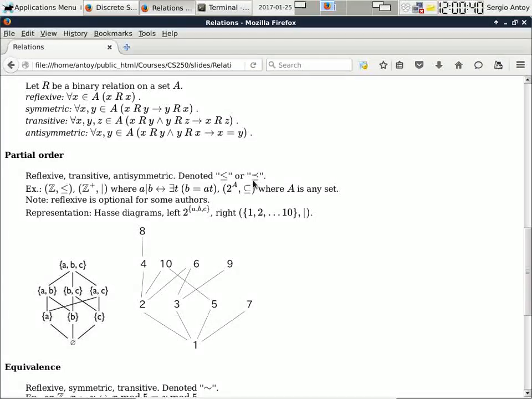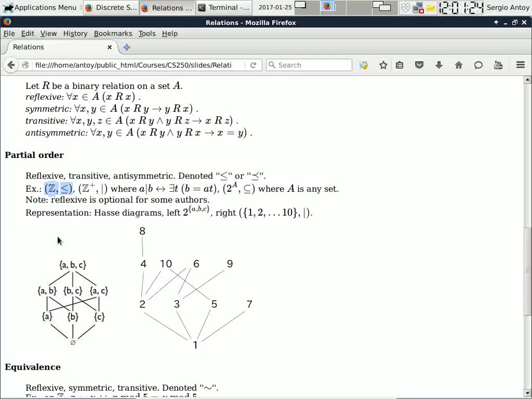Z with less than or equal to is a partial order. We say it is a poset, for partially ordered set. So we say that this thing here is a poset. There is a set and there is a partial order. Do you see that less than or equal to is reflexive, transitive, and antisymmetric? Reflexive is obvious because x is less than or equal to x. It's just equal to x.